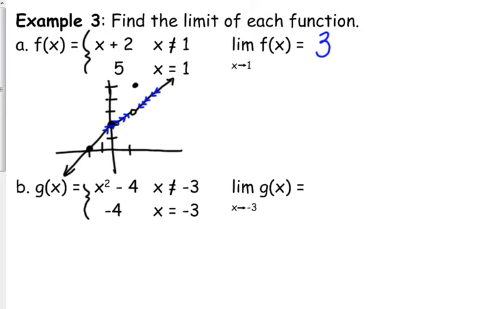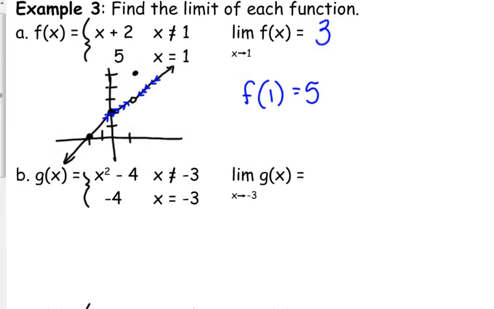Now, f of 1 is 5, but that's not what the limit as we approach 1 is. So we can disregard the hole. What do you mean disregard? Well, it doesn't matter if the hole is there, that's the point. Right, yes. We are still approaching that y value. Even though we don't actually equal a y value of 3, we are still approaching that. And that is the limit of our function. That's where we're physically headed as we follow this function.